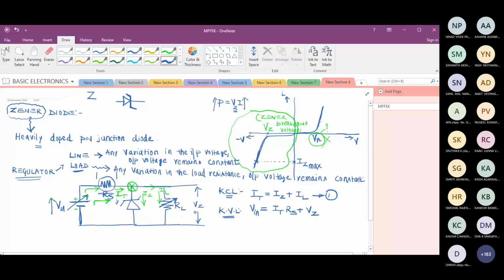If you have not followed, you can ask. Many will find it difficult to understand. What does IT stand for? This RS, I will draw it at the top. IT is actually the current that is coming from the input voltage. If you want, you can write IX. I can use IX.